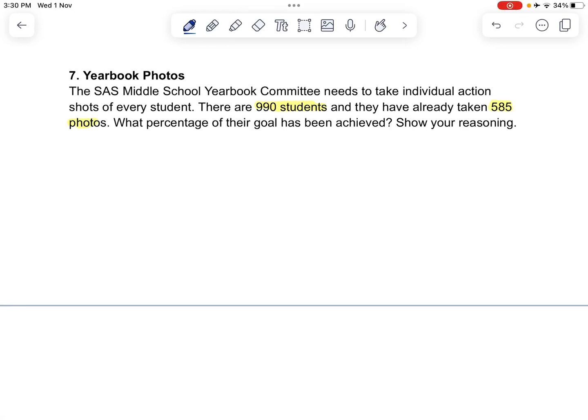Question number 7. The SAS yearbook is taking some pictures. There are 990 students in total. We've taken 585 pictures so far, and we want to know what percent of the goal has been achieved. So essentially, I want to know, let me just write this out, 585 is what percent of 990? Okay. So how are we going to approach this?